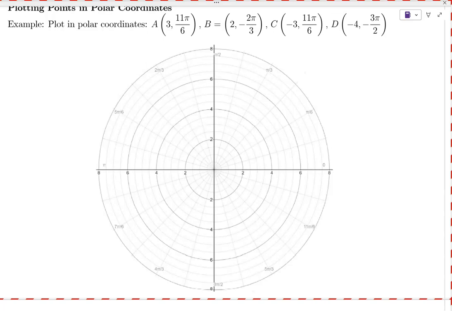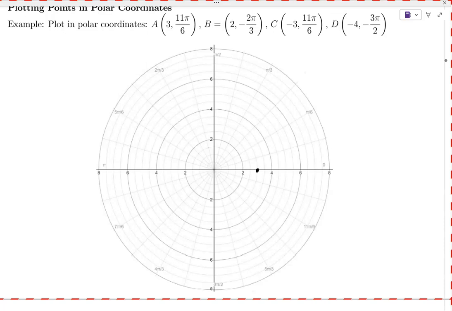The first one says I want to be 3 units from the origin, from the pole, and make an angle of 11 pi over 6. The way I typically do it is I count my radius first and then do my rotation. Okay? So a distance of 3 to start with would be right here. That's not the point, but that would be the distance of 3 on that circle.